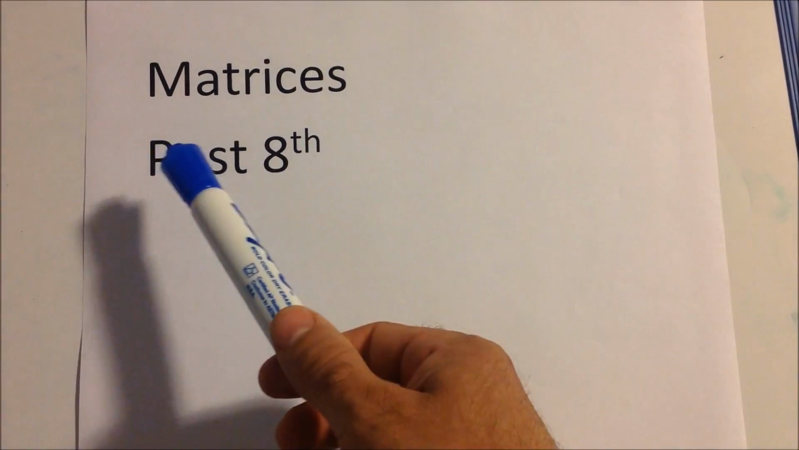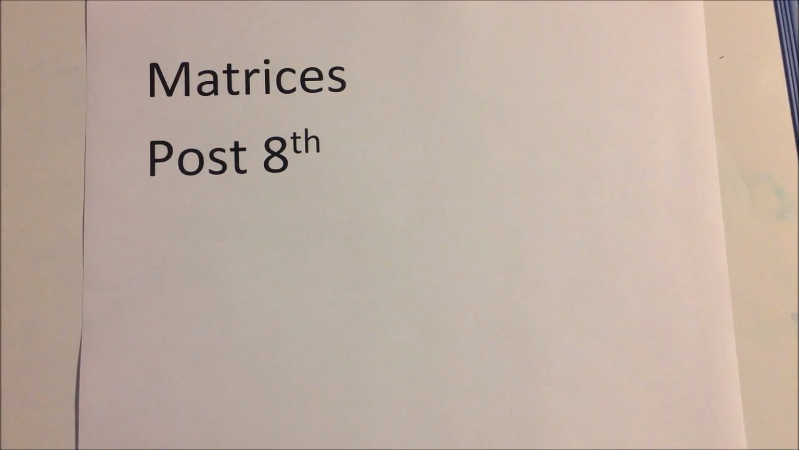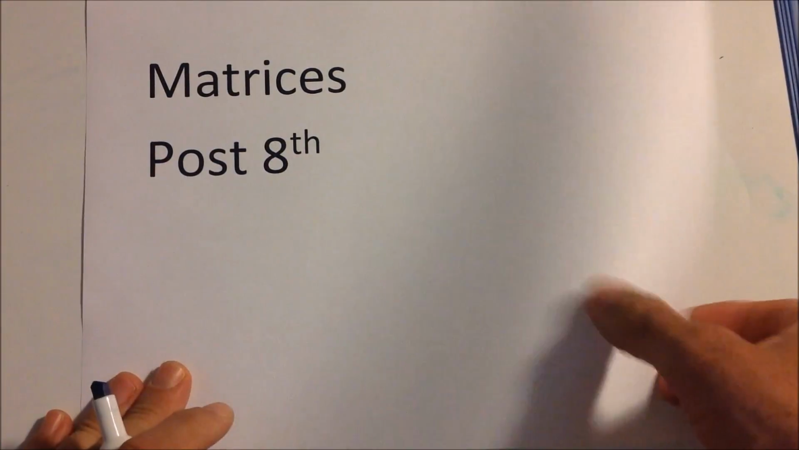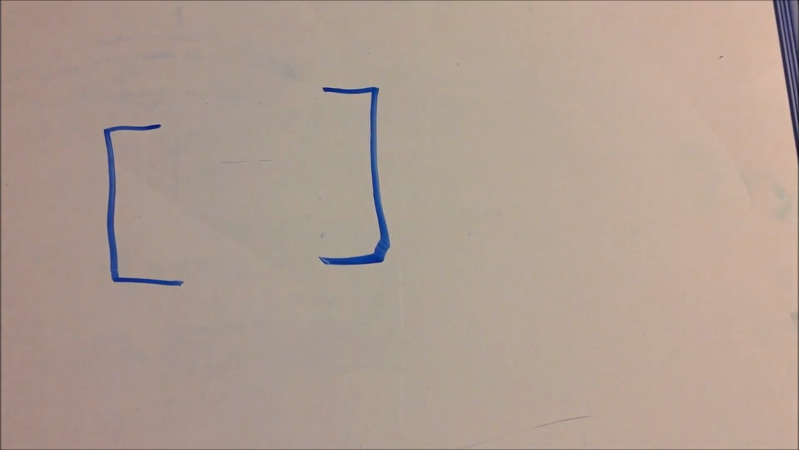Okay, here's our video on matrices. A matrix is a rectangular or a square arrangement of data or of numbers. I'll go over how we use them in another video. So here's an example. Let's say we're going to make brackets, and we just arrange numbers.